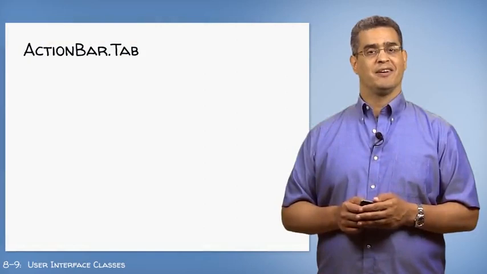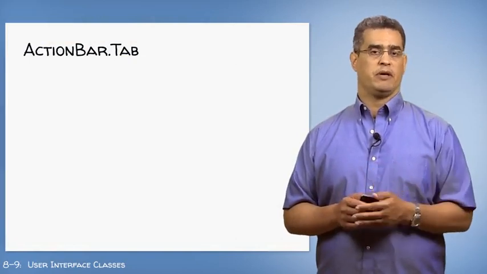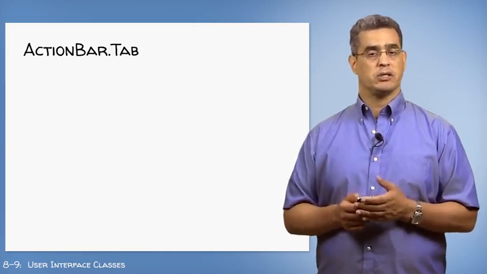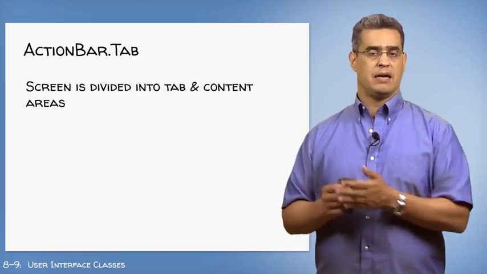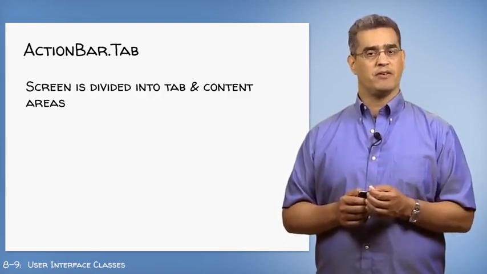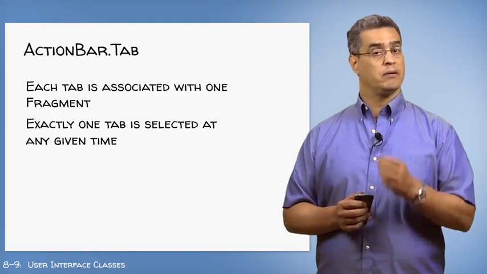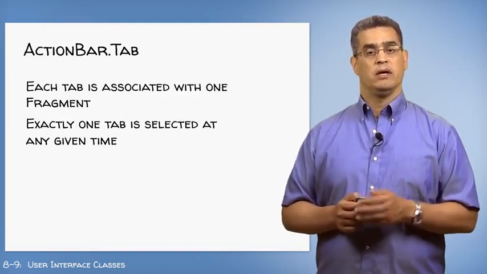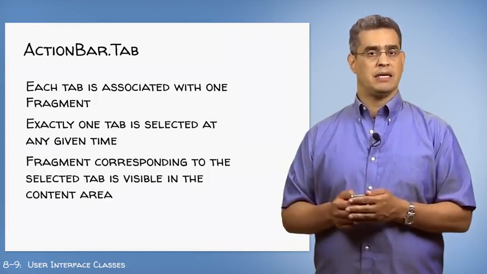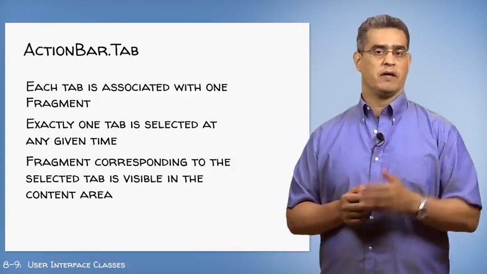Another use of the action bar is to help provide a consistent way of switching between different views in an application. When using the action bar this way, the screen is divided into two sections, a tab area and a content area. The ActionBar.Tab class allows you to associate a fragment with each tab indicator in the tab area. Now, only one tab indicator can be selected at any one time. So when the user selects a particular tab indicator, its fragment can be shown in the content area. If the user then selects a different tab, a different fragment can be shown in the content area.